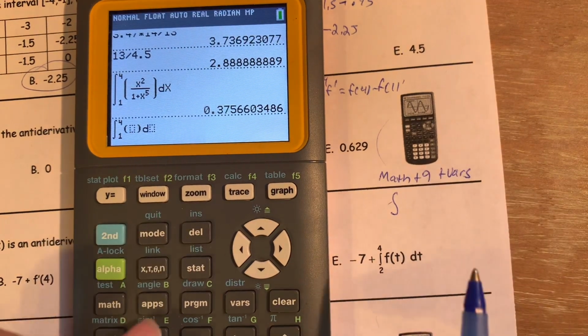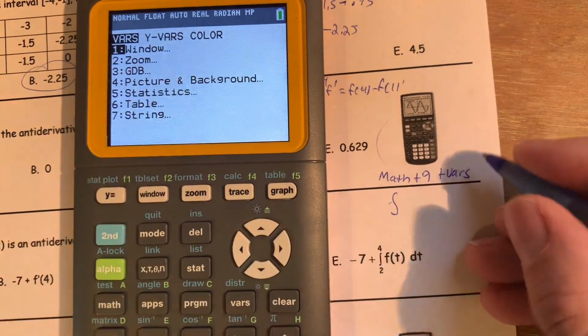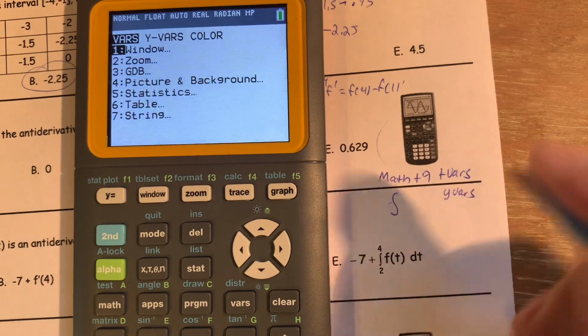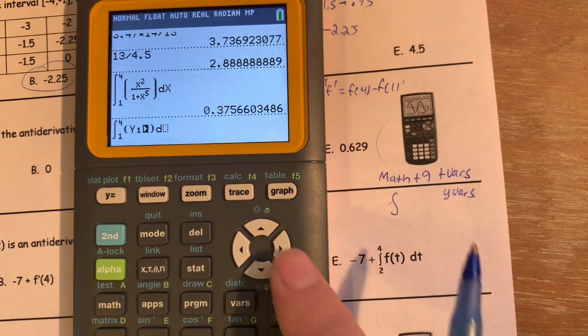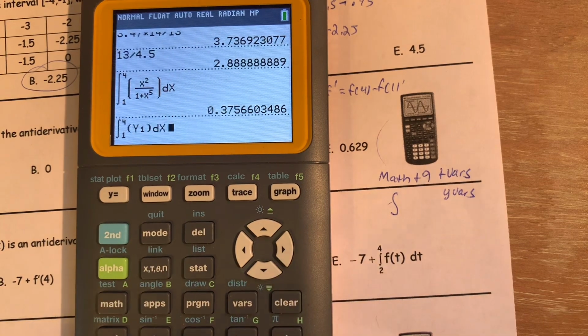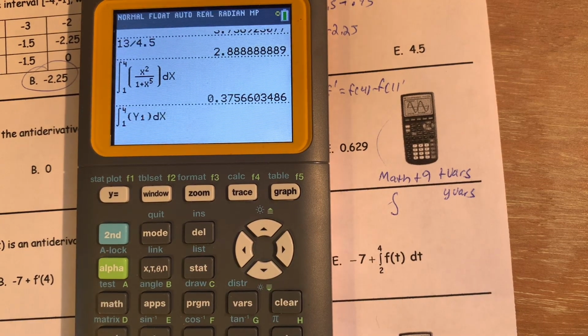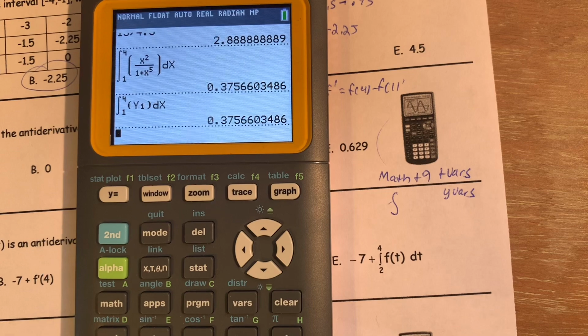So the variables button, and you go to y variables, and then you choose the function and you choose y1. This will be useful when we start doing complicated areas of things, and it'll also come out to be the same thing. So these are 3 ways to do it.